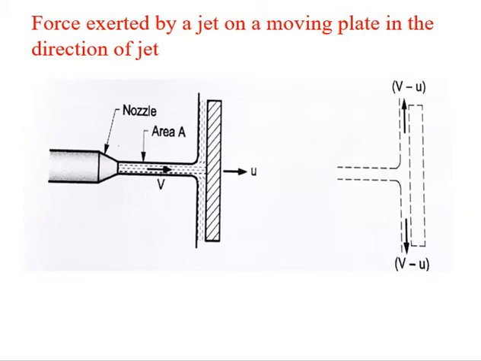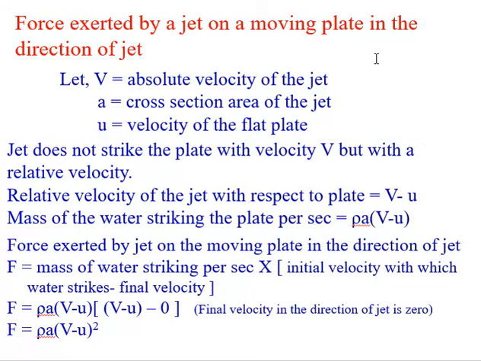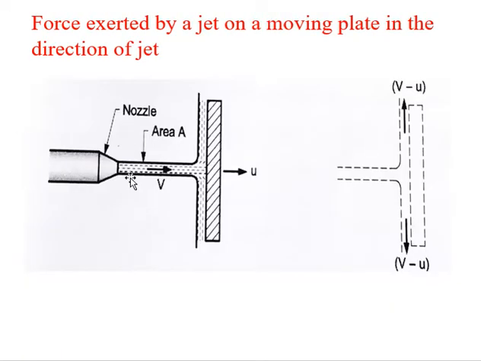Let capital V be the absolute velocity of the jet, A the cross-section area of the jet, and U the velocity of the flat plate. In this case, the jet does not strike the plate with velocity V, but with a relative velocity, which is equal to the absolute velocity of the jet of water minus the velocity of the plate.